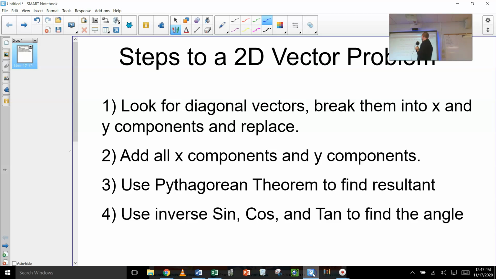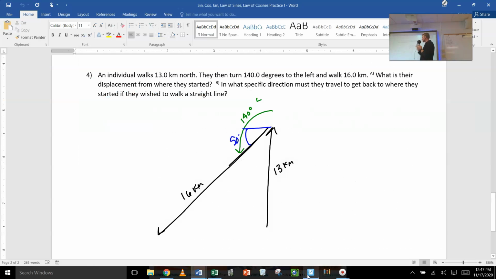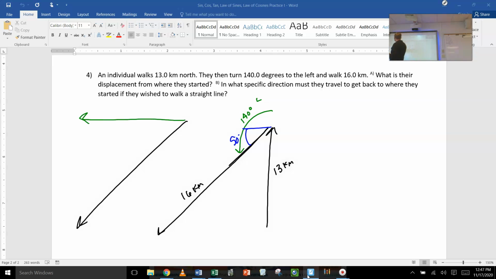So again, we're going to go back to these ones. Look for diagonal vectors. In this case, there's only one diagonal vector, and it's the 16. We're going to bring that diagonal vector over. We're going to break it into its x and its y components. I always do x in green and y in blue just to help keep my brain straight when I add all the like terms together.